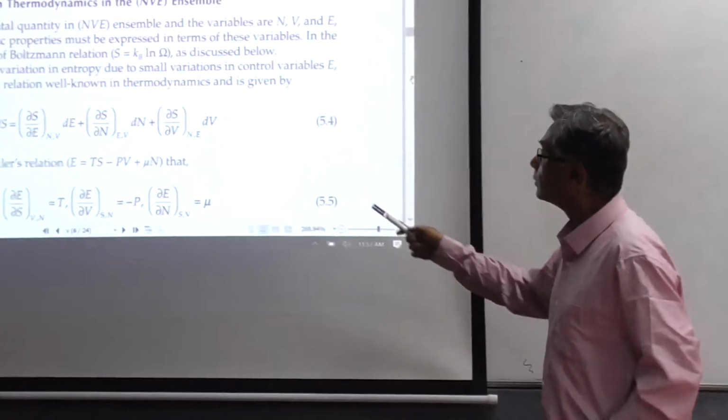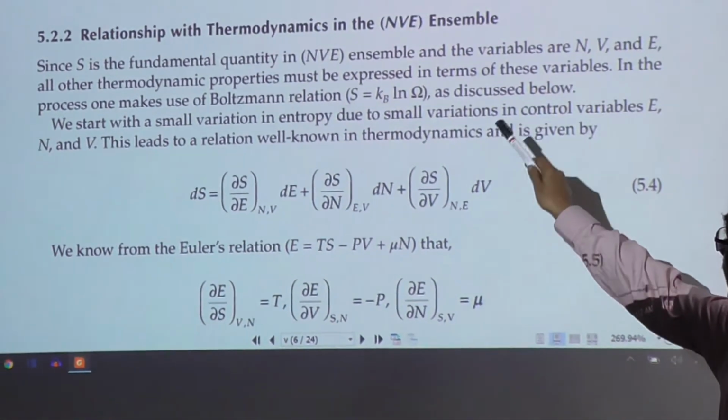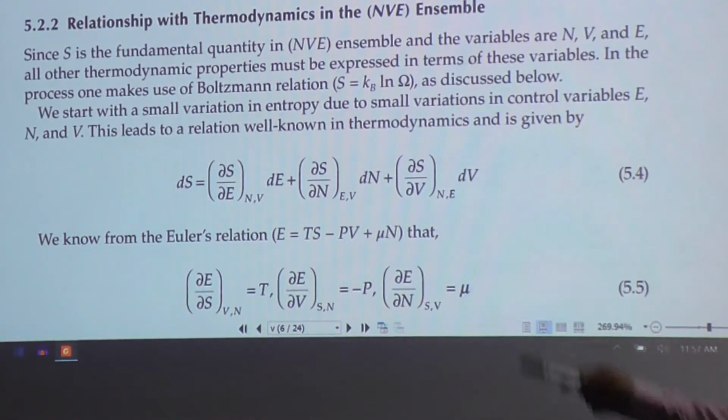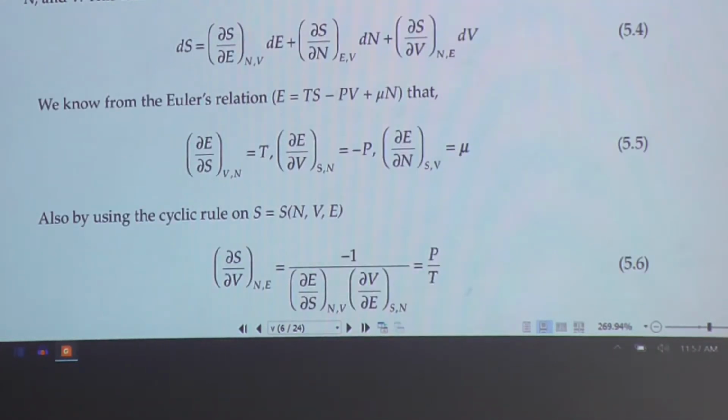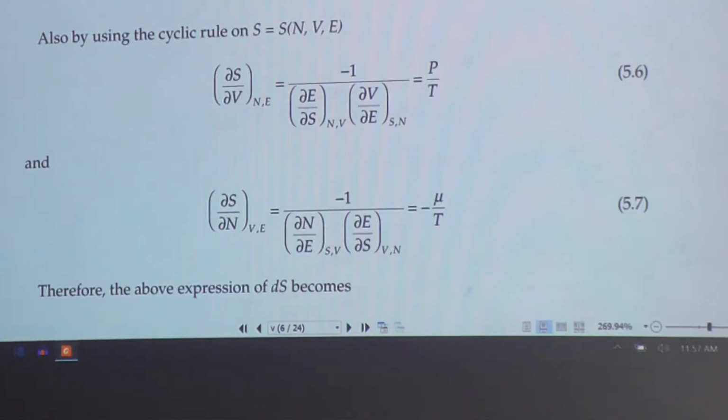Okay. So this all of we accept because it's an NV ensemble, so we can change variables, and we use the Euler equation. And then the important thing, what is beauty is that using the Maxwell relations and all these cyclic relations, how will you get that?